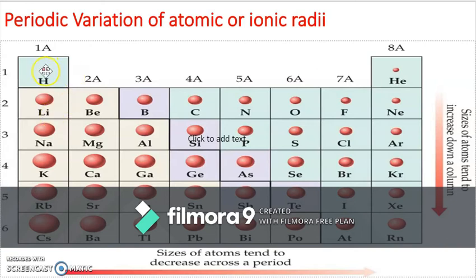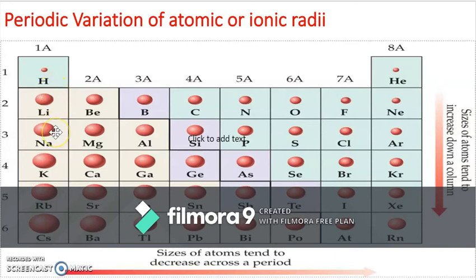For example, here hydrogen has one electron in the valence shell and one proton in the nucleus, as compared to helium. Here the extra electron is added in the valence shell of helium. That's why the nuclear charge increases. So from left to right the nuclear charge increases. As a result, atomic or ionic radii decrease.